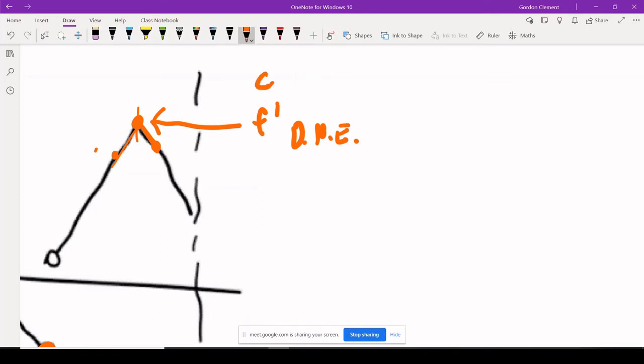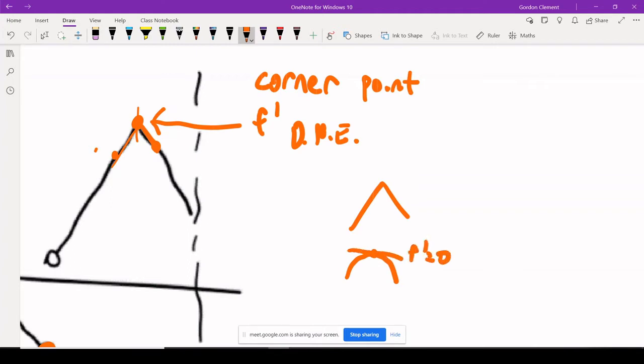And that kind of point, it's got a name. It's called a corner point, a sharp corner. That would be anything that sharply goes from one to the other instead of a nice smooth transition from one to the other. So that's derivative equals 0. This is the derivative not existing.